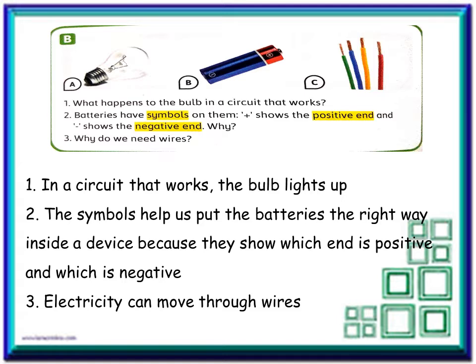And second, the symbols help us put the batteries in the right way inside the device because they show which end is positive and which is negative. And the third, electricity can move through wire. So we need wire to move electricity to the device.